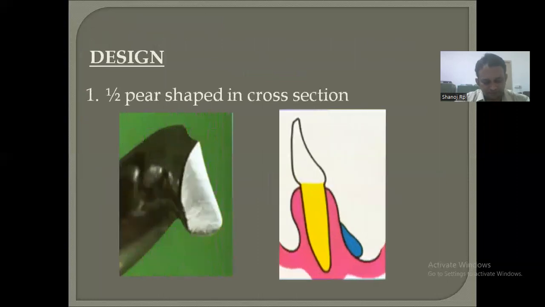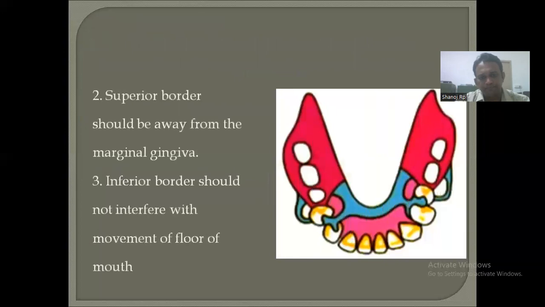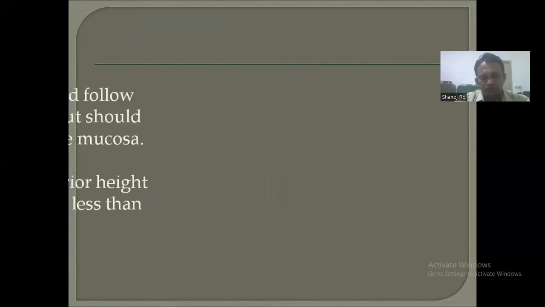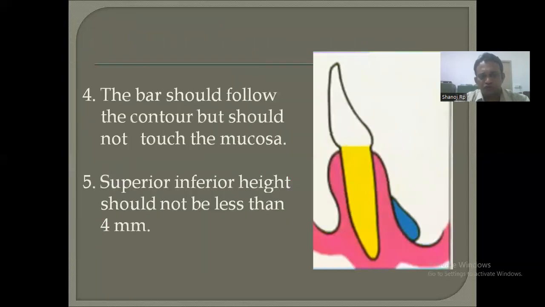The design. It is half pear-shaped in cross-section. The superior border should be away from the gingival margin. The inferior border should not interfere with the movement of the floor of the mouth. The bar should follow the contour, but should not touch the mucosa. Superior inferior height should not be less than 4 mm.